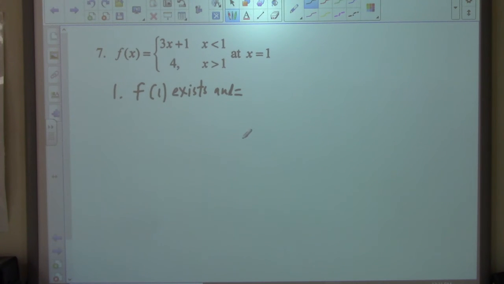Okay, Karina, what would you say? How would you do it? The first rule didn't exist. Okay, so Karina's going to change. She's going to say f of 1 does not exist. And since condition 1 isn't met, you just go like this. Therefore, f of x is not continuous at x equals 1.